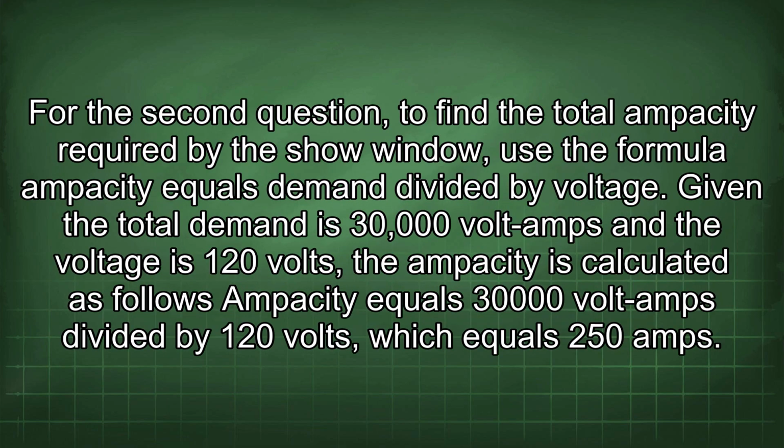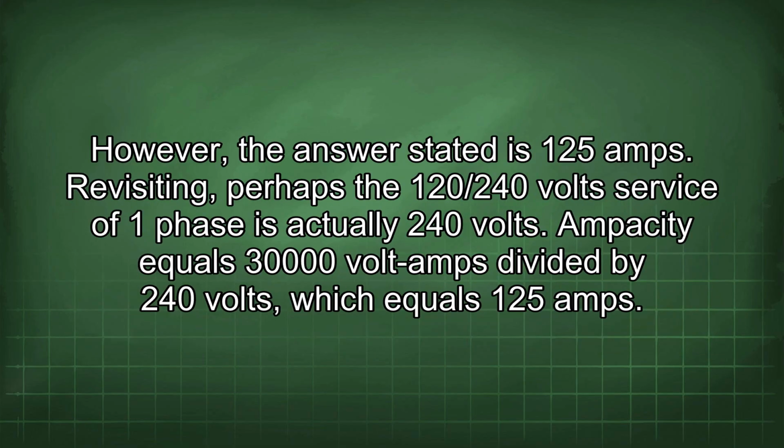For the second question, to find the total ampacity required by the show window, use the formula ampacity equals demand divided by voltage. Given the total demand is 30,000 volt amps and the voltage is 120 volts, the ampacity is calculated as follows: ampacity equals 30,000 volt amps divided by 120 volts, which equals 250 amps. However, the answer stated is 125 amps.